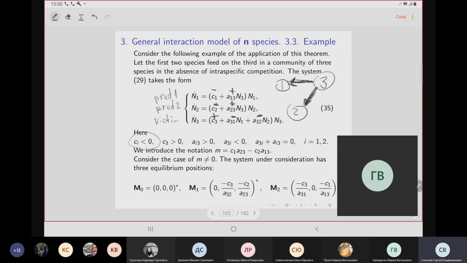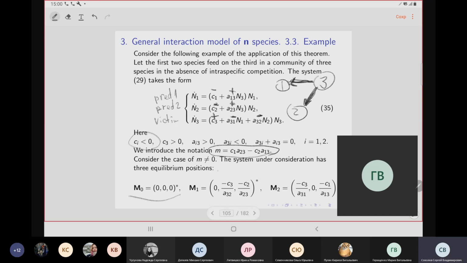Next. Let us introduce the notation. M is C1A23 minus C2A13. First, we consider the situation when M is not 0. Then, under this assumption, the system will have three equilibriums: the trivial one and two non-trivial equilibriums.